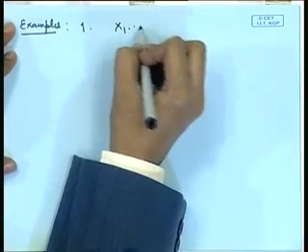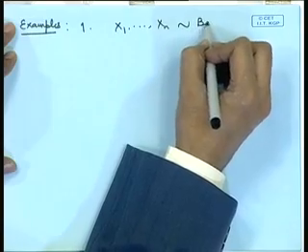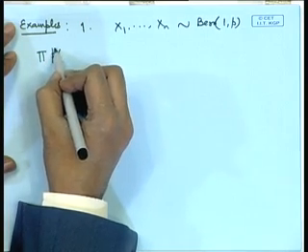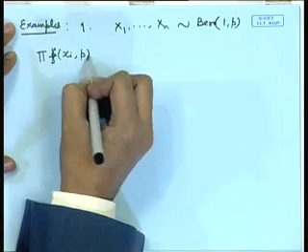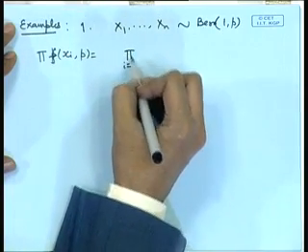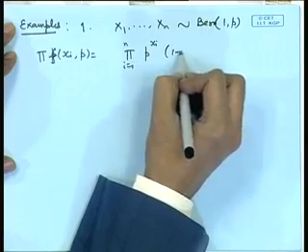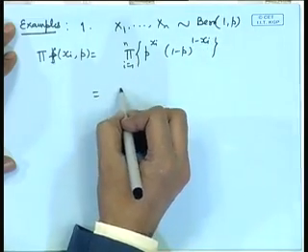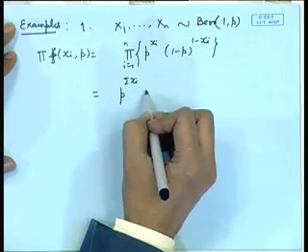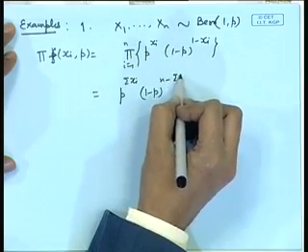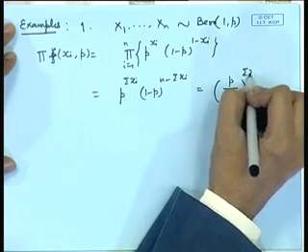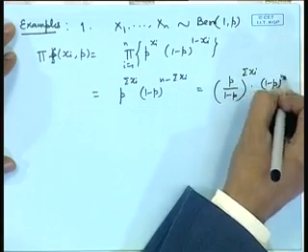Let us consider, say, X1, X2, ..., Xn following a Bernoulli distribution. The joint distribution here is the product over i equal to 1 to n of p to the power xi times (1 minus p) to the power (1 minus xi), that is, p to the power sigma xi times (1 minus p) to the power (n minus sigma xi). This we can write as (p by (1 minus p)) to the power sigma xi multiplied by (1 minus p) to the power n.